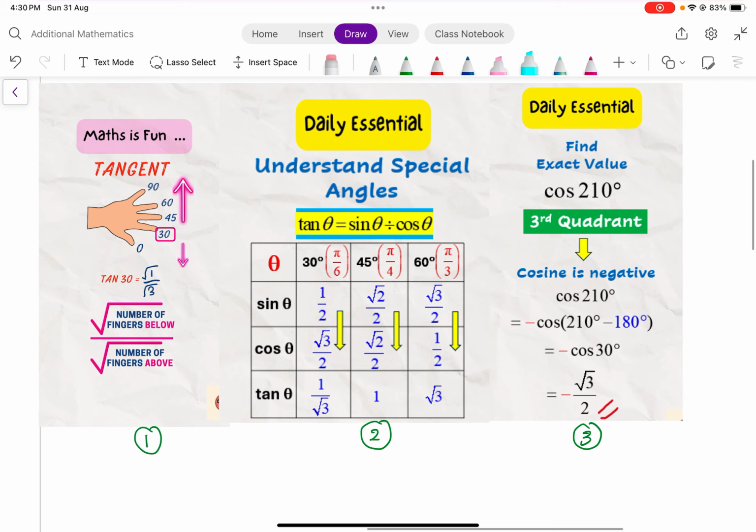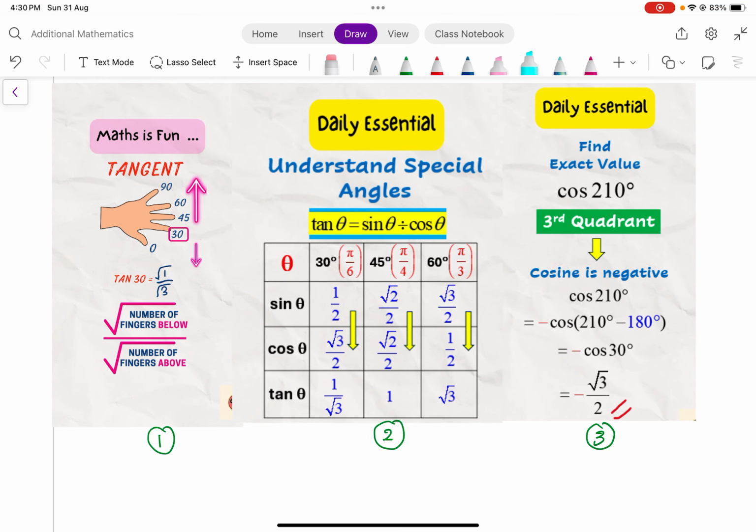Previously I have recorded 3 shorts, aimed to help all of you apply all these skills. The very first short is a shortcut on how you can remember the tangent of the special angles, or the sine and cosine of the special angles, at your fingertips. Do check it out if you have not seen this. The other one is the table of values that involves all the special angles. In this case, we need tangent 60, tangent 45, and sine 30 degrees. These are the values that you need to know well.